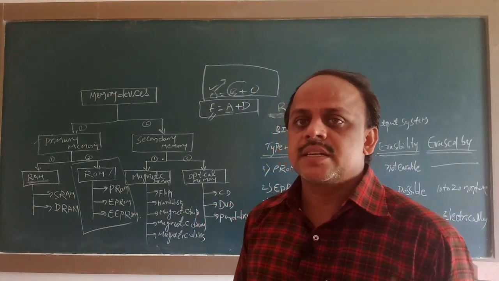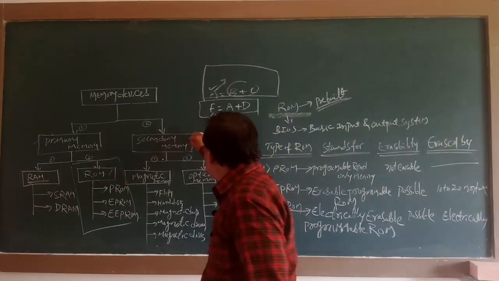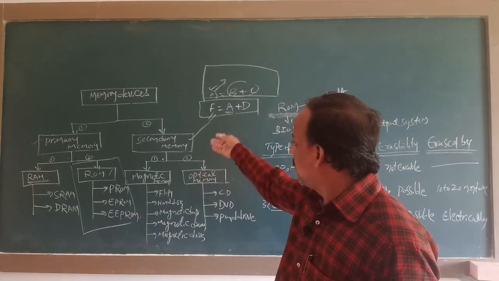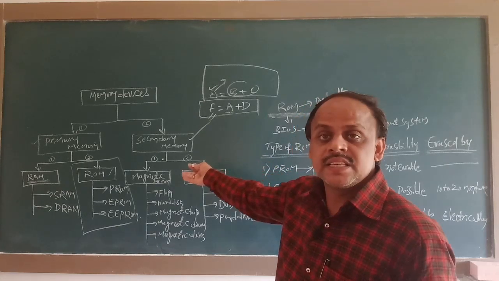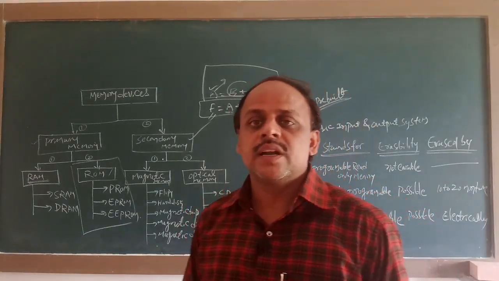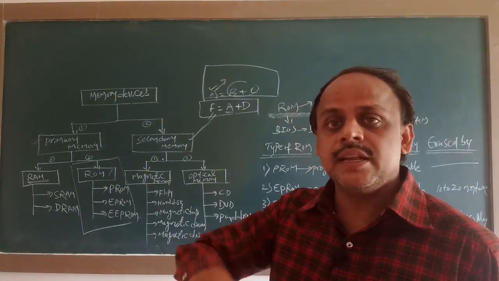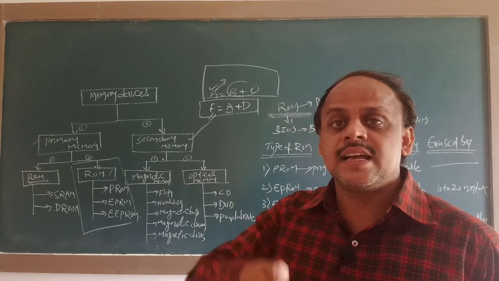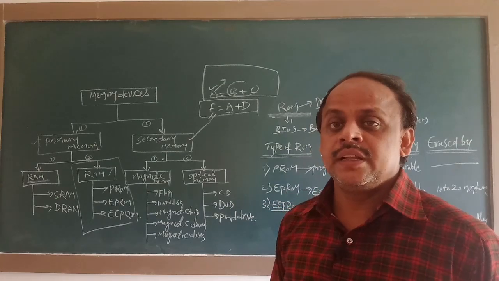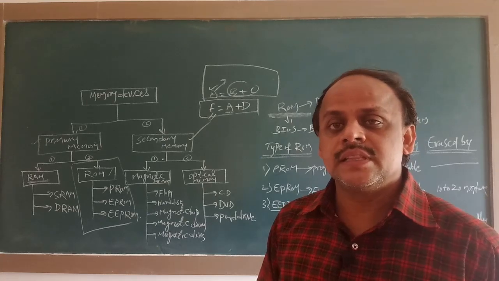In the next class we are going to discuss in detail about secondary memory. That is, the secondary memory devices are classified into magnetic memory as well as optical memory. What are the examples for magnetic memory? What are the examples for optical memory? These come under secondary memory devices. So in the next class we are going to discuss what is meant by secondary memory and when the secondary memory devices are helpful.